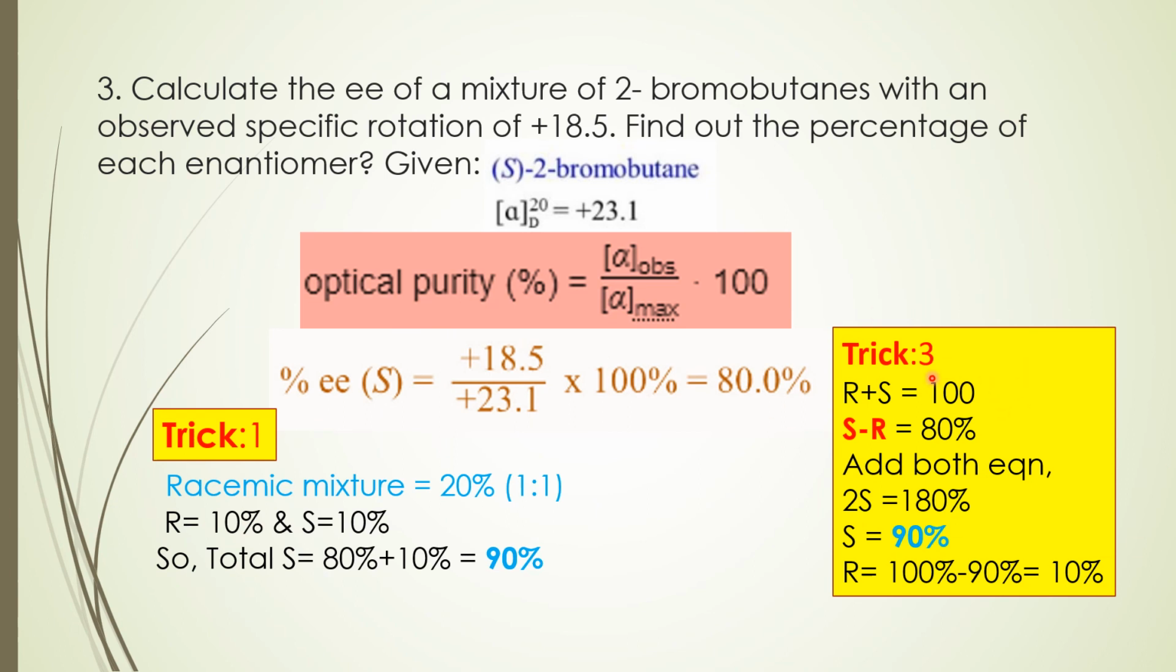Another trick also, we will take the 1 and 3 tricks alone. Okay, R plus S is equal to 100, and here the S enantiomer is given, so S minus R is equal to 80. You just add these two, and both R's will get cancelled. So 2S is equal to 180. So S is equal to 90. So S is 90, which means 100 minus 90 is 10. So R is 10. The same value you will get. In this trick also you can use it. This is the easiest one and this is the second easiest one.